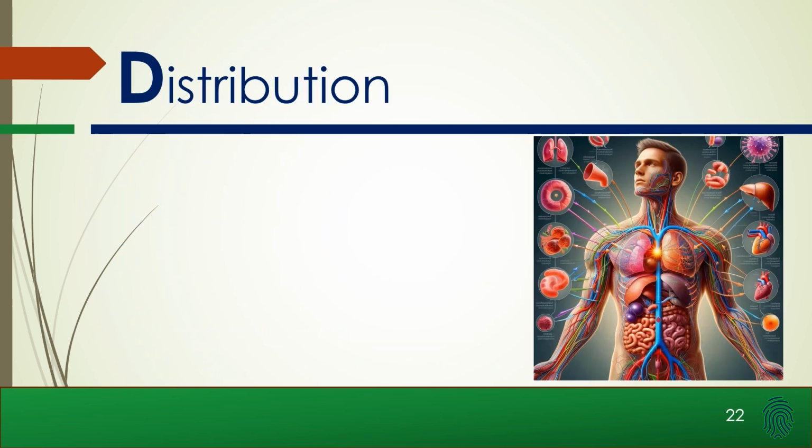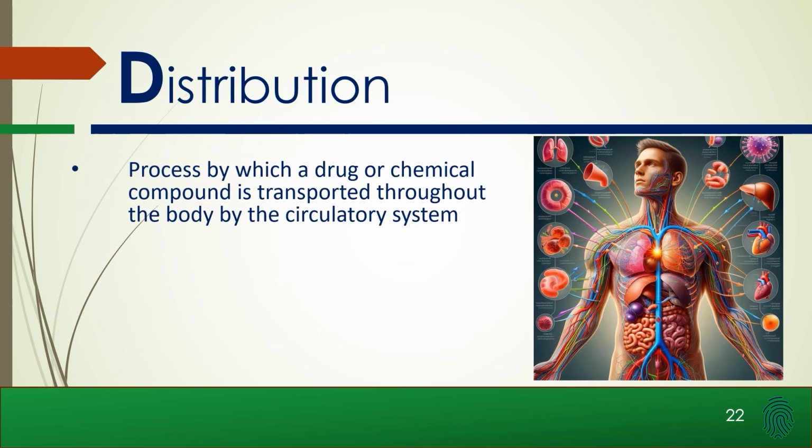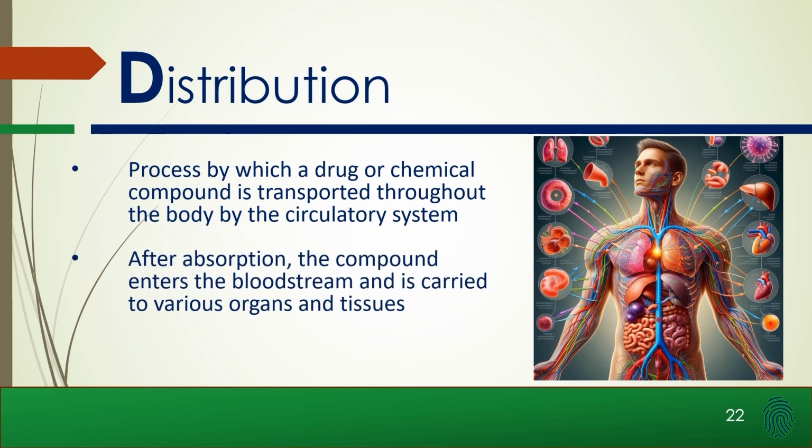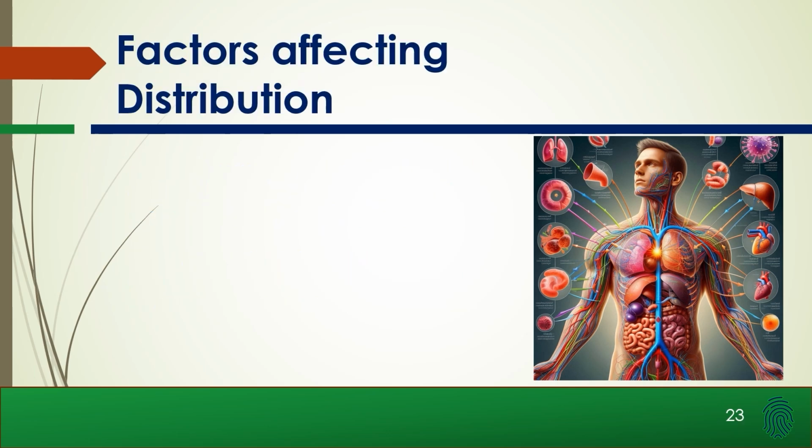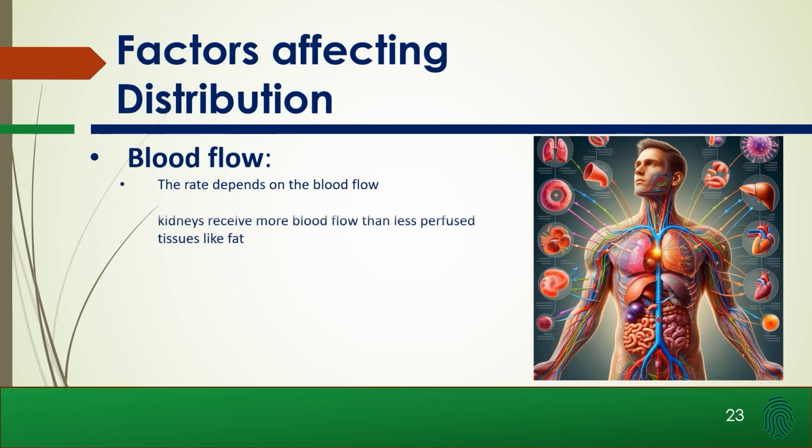Distribution. The process by which a drug or chemical compound is transported throughout the body by the circulatory system. After absorption, the compound enters the bloodstream and is carried to various organs and tissues. Some factors affecting distribution include blood flow. The rate depends on blood flow, and highly perfused organs such as the liver, brain, and kidneys receive more blood flow than less perfused tissues like fat.